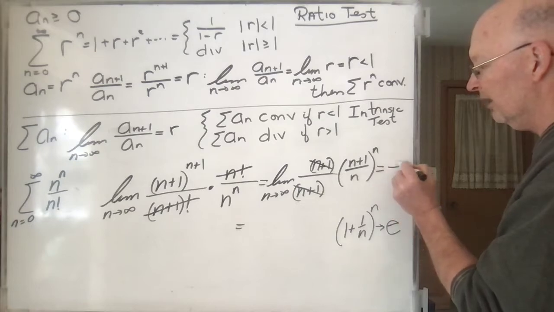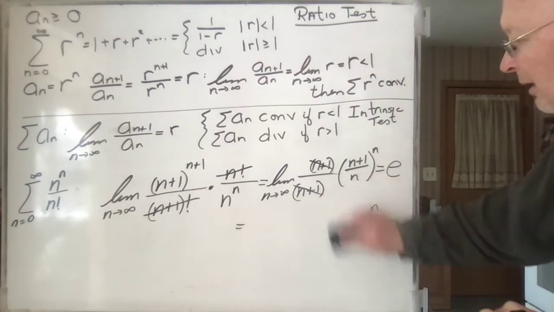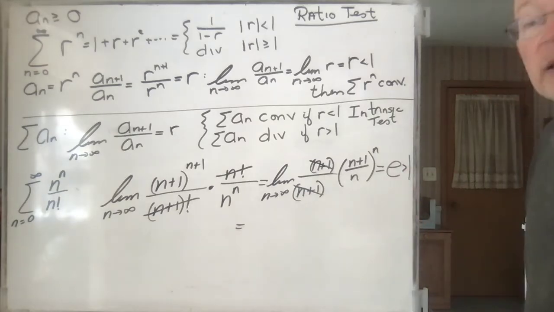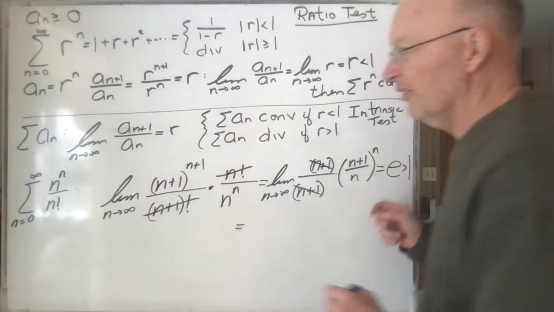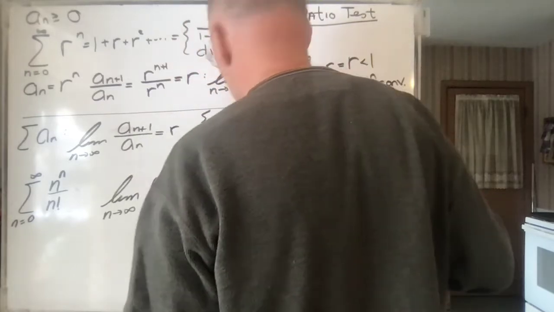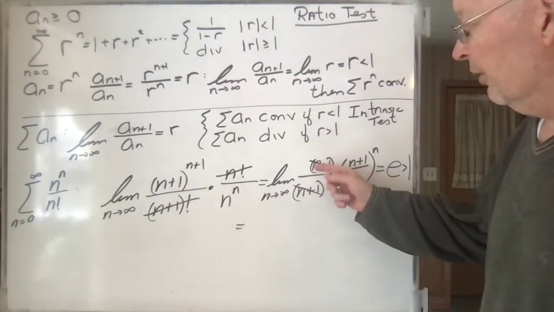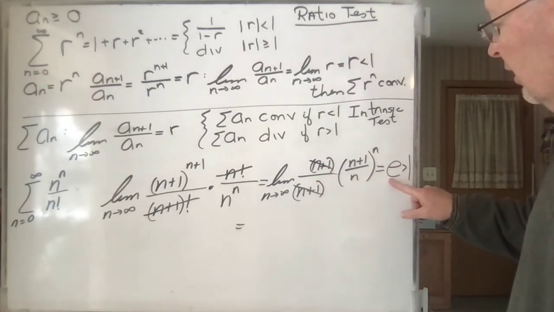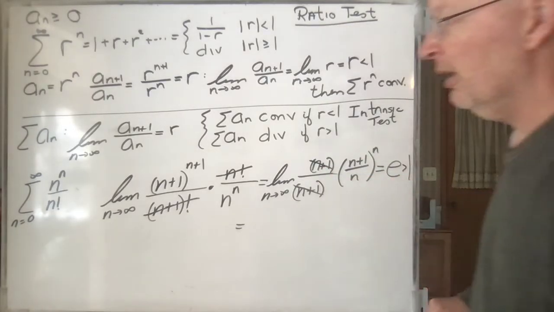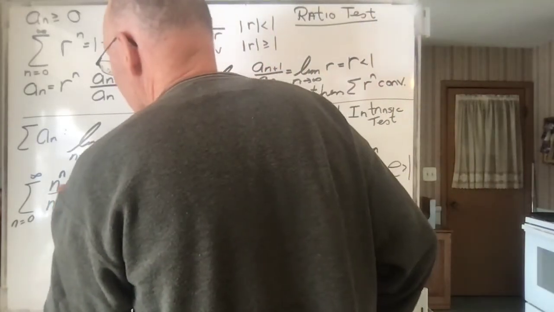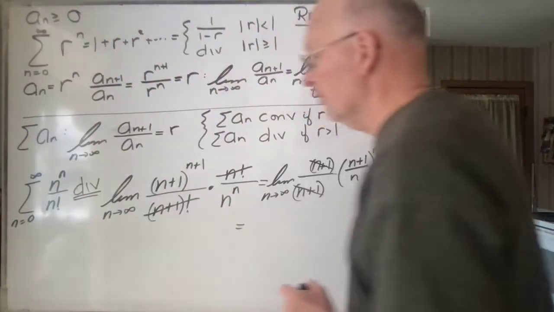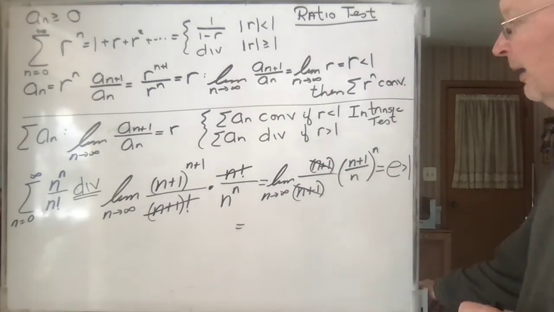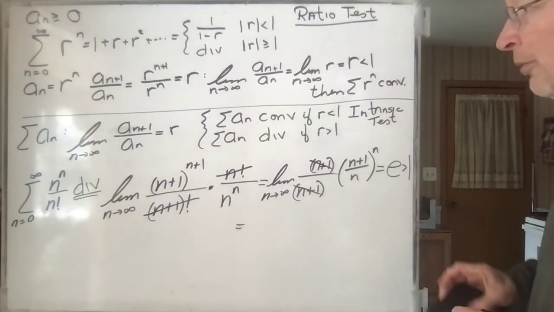So let's just do it right here. There's e. What's important about this? e is greater than 1. Since the ratio of the consecutive terms has a limit which is greater than 1, that means that this series is going to diverge. And there's nothing subtle about it. Each term is roughly e times the previous term. So the terms aren't even going to 0.